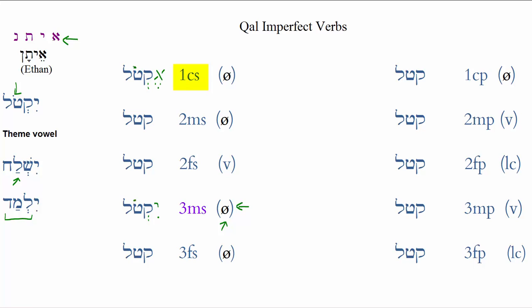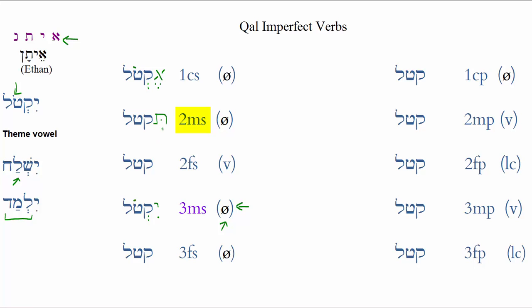It's just a holum. So we have ektol, ektol. The next that we're going to look at that has no ending is second masculine singular. The prefix here is a tav. I'll put a dagesh lene in there because it begins a word.